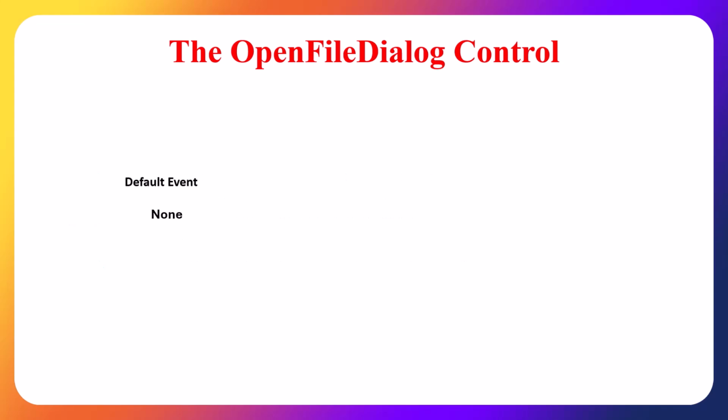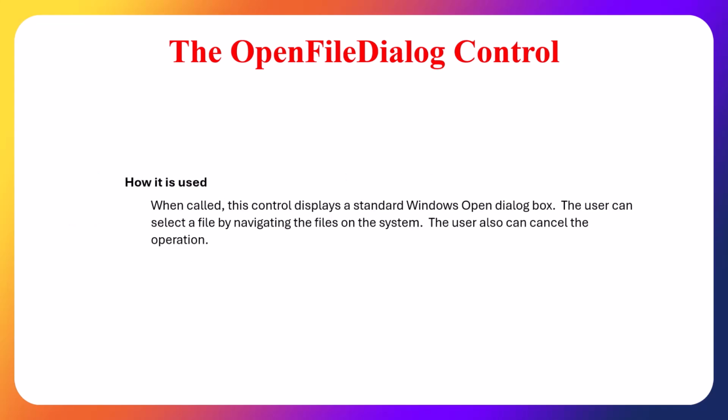The default events: there are none. There are no events with this control. How's it used? Well, when called, this control displays a standard Windows Open dialog box. The user can select a file by navigating the files on the system. The user can also cancel the operation.